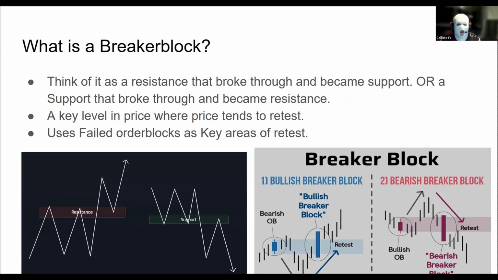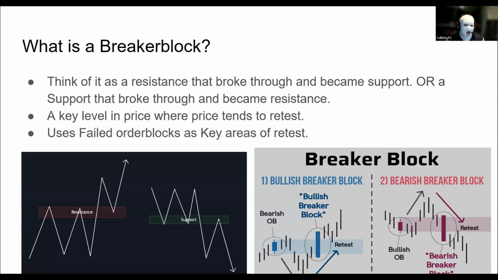So think of a breaker block as a resistance that broke through a support. You can see over here in the charts, resistance broke through the support, came back, retested, and continued pumping, right? Similarly, for a support, once it broke through, it retested and acted as resistance. So a breaker block is basically a key level in price where price tends to retest.